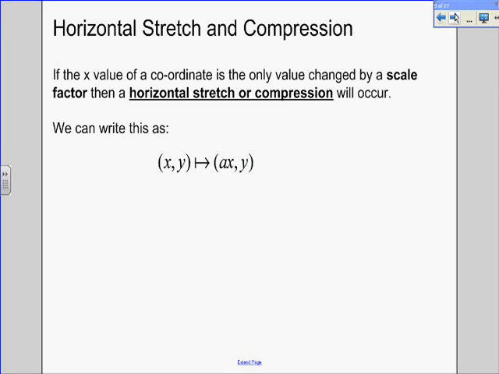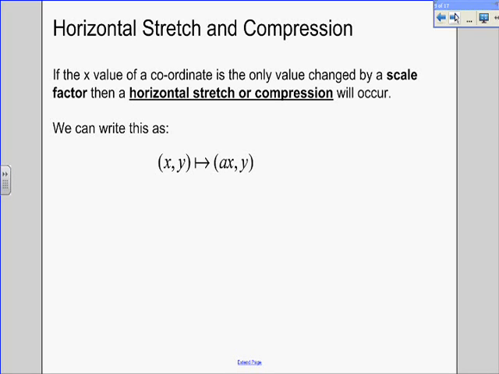Let's take a look at other types of changes in scale. We're going to look at horizontal stretch and compression. If the x value of the coordinate is the only value changed by a scale factor, then we have a horizontal stretch or compression. With dilatation, we had our x and our y changed by the same scale factor of a. For a horizontal stretch or compression, it's only our value of x that's being changed by a scale factor.